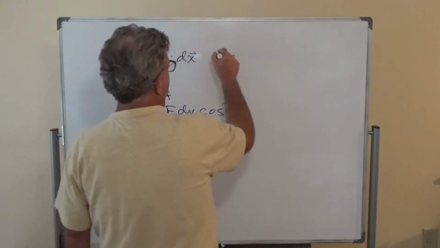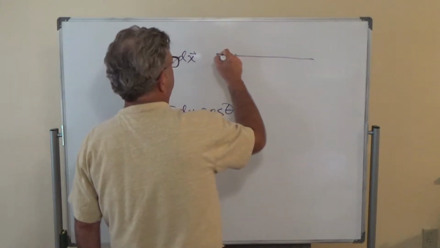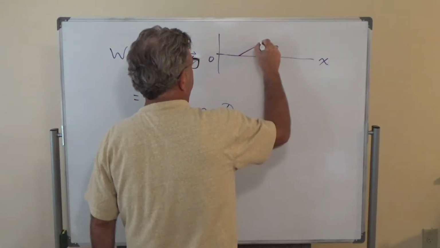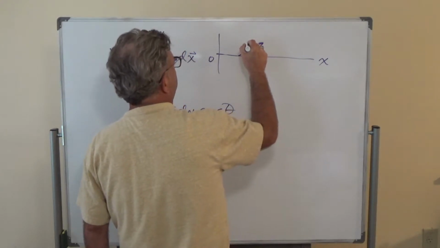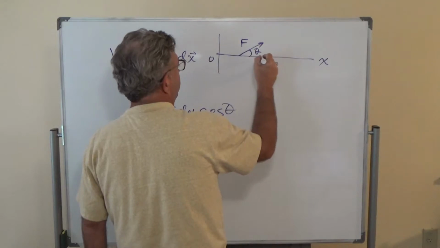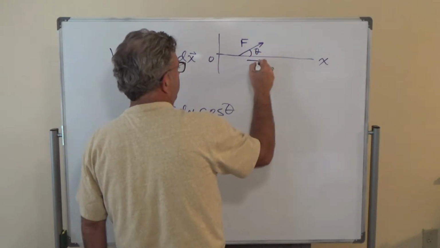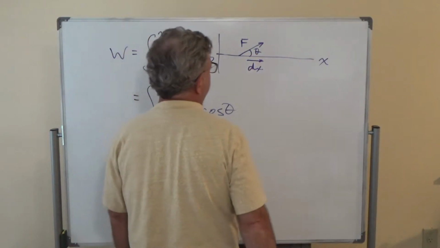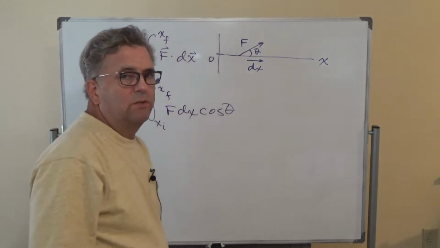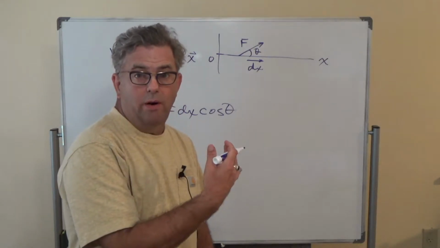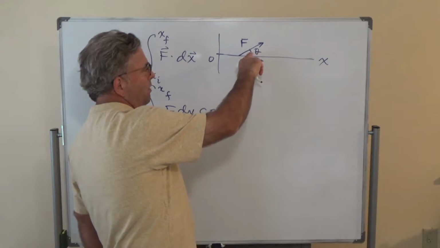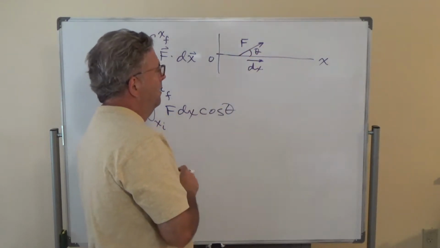So if it's on the x-axis, it's pretty simple. Here's 0. This is the x-axis. Okay, let's say we have some force like this. Here's the angle theta. And I'll just draw dx down here. You know, dx is in this direction, or dx is in the opposite direction. The way I've drawn it, the angle between f and dx is over here, could be back here.